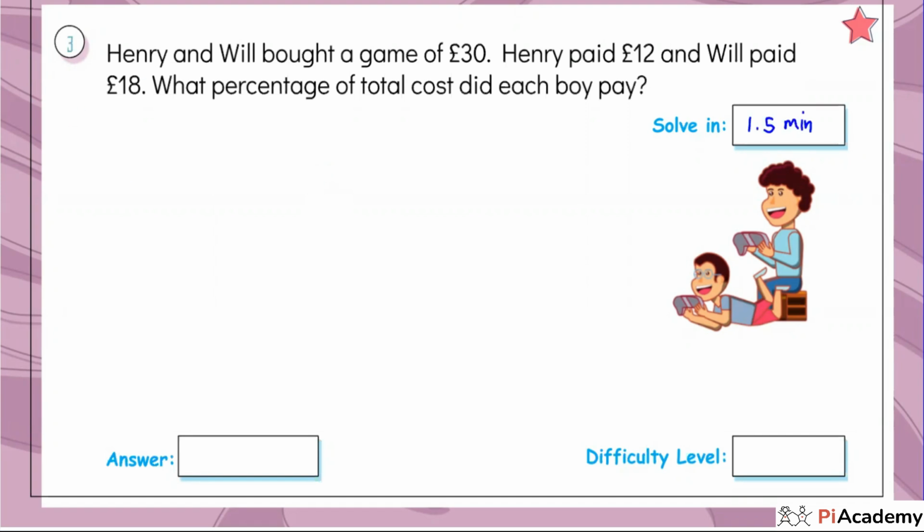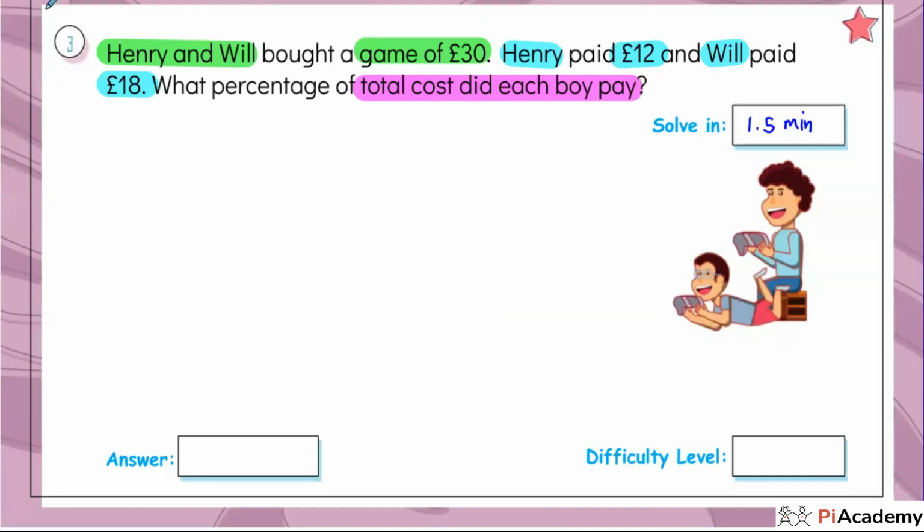Okay. So in this, we have 2 persons, okay? One of them is Henry, and the second one is Will. So let's highlight the words. Henry and Will bought a game of £30. Now Henry paid 12 and Will paid 18, okay? So these are the amounts paid by Henry and by Will. Now the question is, what percentage of the total cost did each boy pay? Okay, so we have to figure out the percentage for both of them.